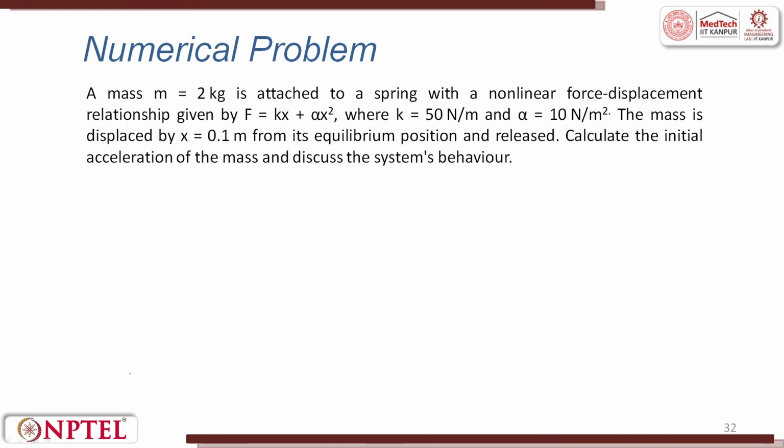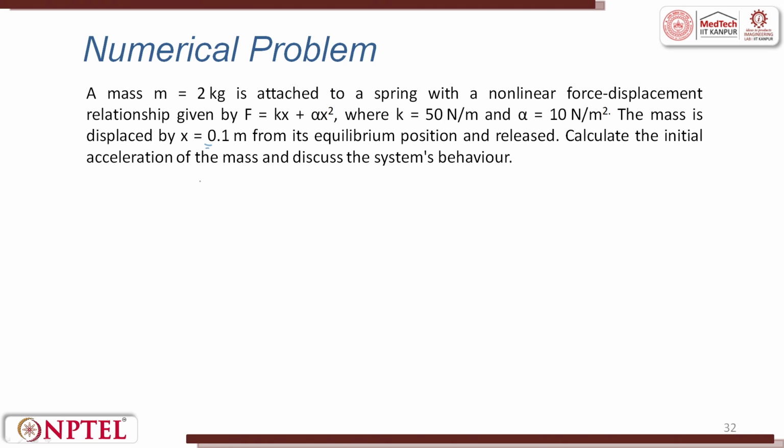load bearing capacity. Let us work on a simple problem to understand the concept whatever we have studied. A mass m equal to 2 kgs is attached to a spring with a nonlinear force displacement relationship given by F equal to kx plus ax square, where k is equal to 50 Newton per meter, a equal to 10 Newton per meter square. The mass is displaced by x equal to this from its equilibrium position and released. Calculate the initial acceleration of the mass and discuss the system behavior.